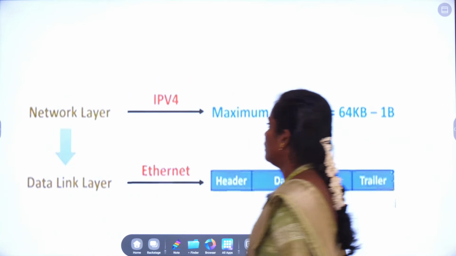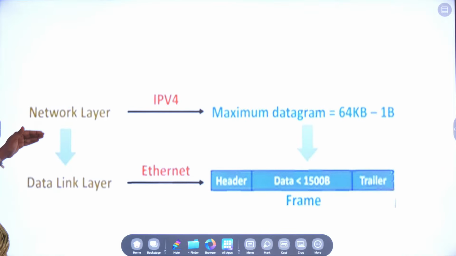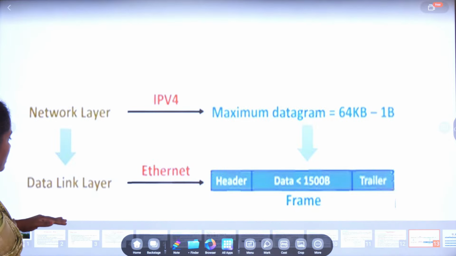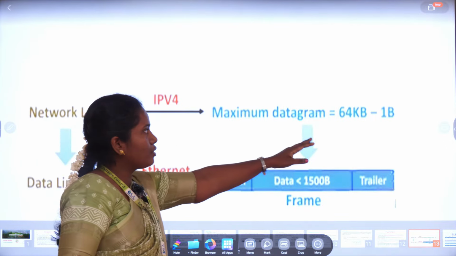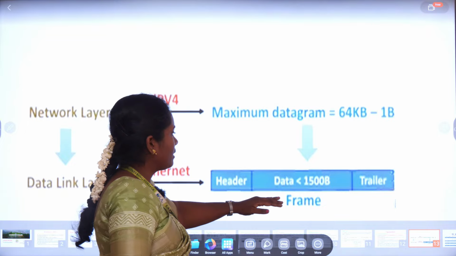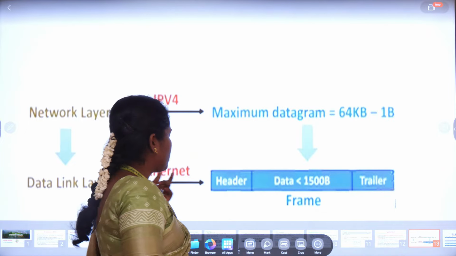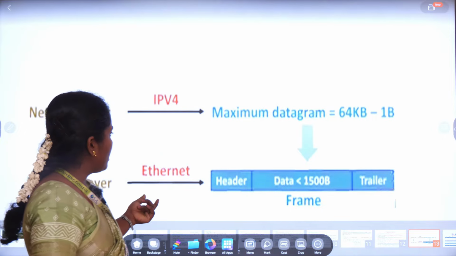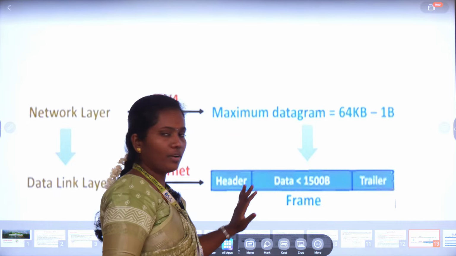Next is the network layer. The network layer generates the packet. That packet is transferred to the data link layer. The data link layer uses the packet and generates the frame. That frame is forwarded to the physical layer through channels. In the network layer, in IPv4, the maximum datagram is 64 KB minus 1 byte. Whereas when the packet is forwarded to the data link layer, it will transmit only 1500 bytes because it is based on the Ethernet LAN protocol. The Ethernet maximum transmission unit is 1500, so it can transmit only up to 1500.